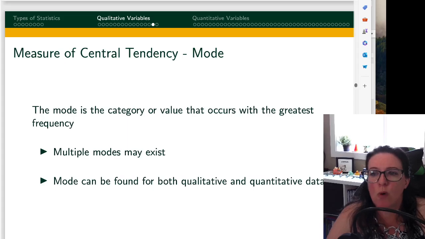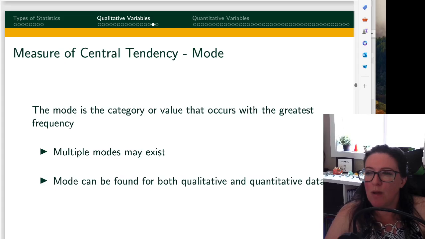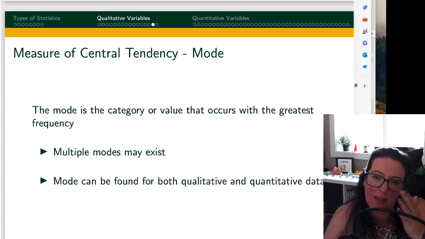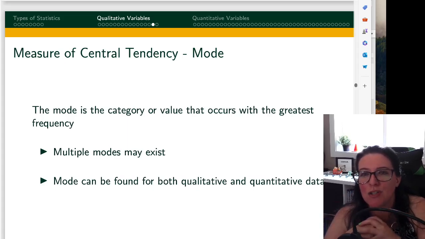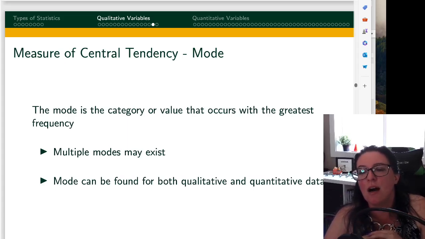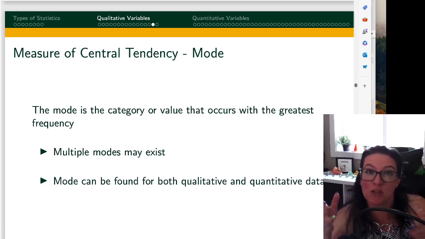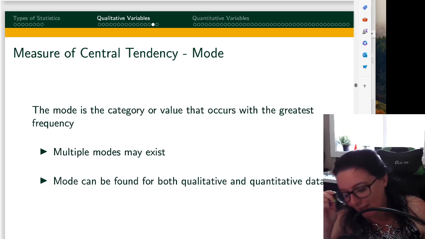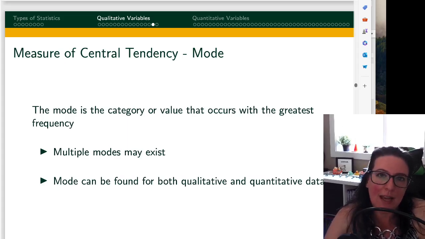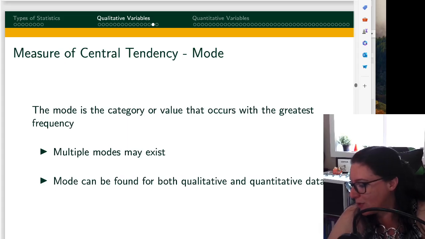You can also use mode with quantitative data, but it's not as helpful for quantitative data because you're not going to likely have exact numbers that match unless you have discrete data, so whole numbers, integers, counts, as opposed to measurements where you could have fractions. You're unlikely to have multiples with the exact same number of decimal places. So for central tendency for qualitative data, we're going to do mode.